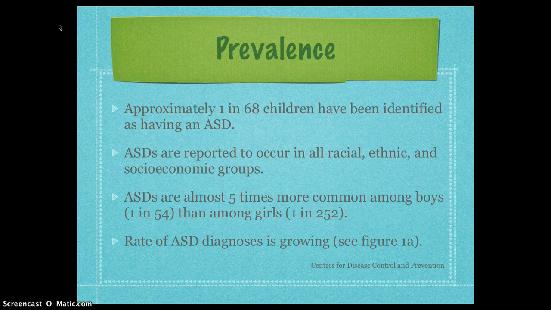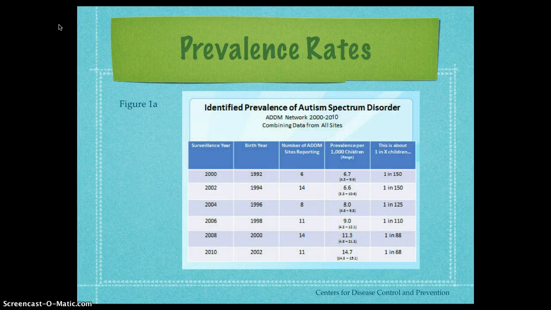And as I said before, the rate of autism diagnosis is growing. You can see here from our chart that the rate has gone from 1 in 50 in the year 2000 to the current 1 in 68 children in the year 2010. So in 10 years, you can just see the increase there.